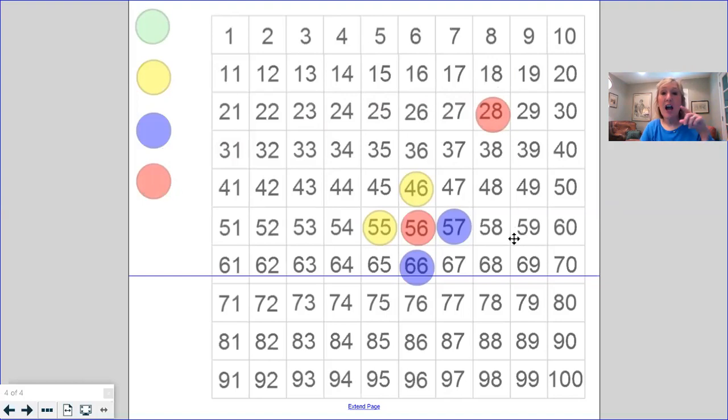For one more, I move one to the right. So I'm going to use my blue. One more than 28, 29. I added one in the ones place. What would be one less than 28? Right, I moved to the left. So I'm going to say one less than 28 would be 27. I just moved to the left.